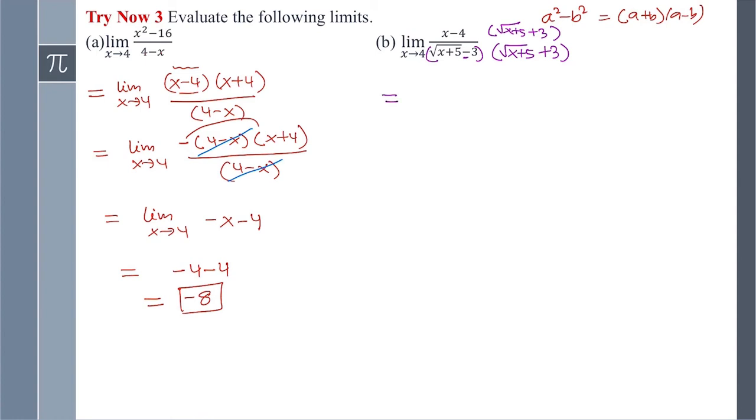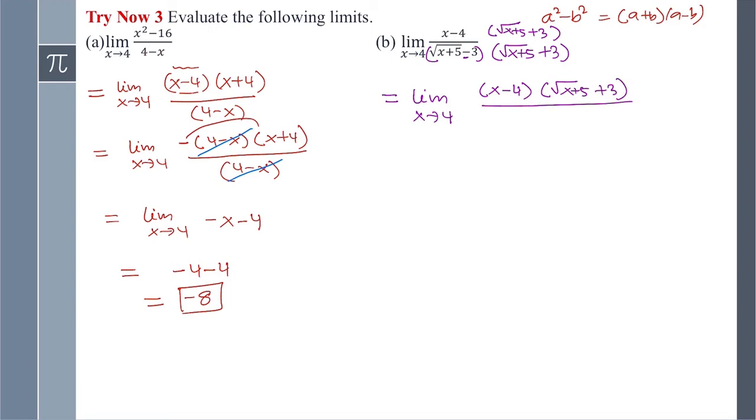Now that equals the limit as x approaches 4. So again, we don't multiply the numerator here because they are not a conjugate pair. So we leave them in factored form. So we just write that as it is.